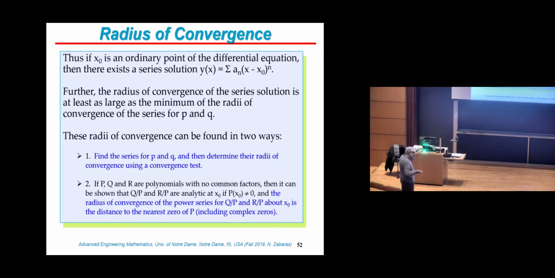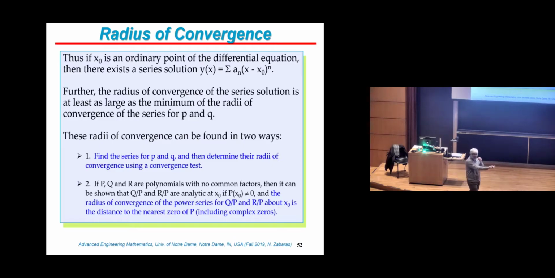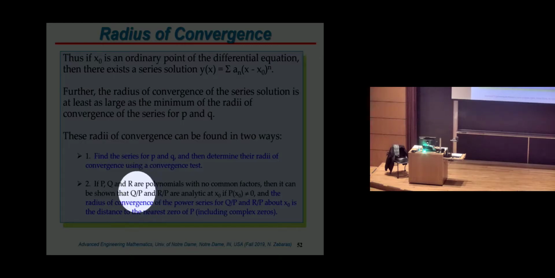And again, this is a common sense criterion, right? You are expanding Q over P in a power series around x0. But the denominator is 0 at some points. Don't you think that the radius of convergence should be the distance between x0 and the roots of capital P? Does it make sense? Because at those roots, this Q over P blows up. All right? So again, the second criterion measures the distance between x0 and the roots of capital P.